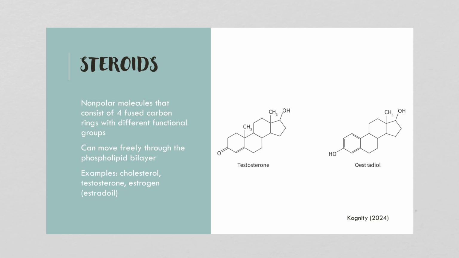Now, steroids are a special type of lipid. They're nonpolar molecules that are made of 4 fused carbon rings, and they each have different functional groups. These molecules can move freely through the phospholipid bilayer, and some examples of steroids would be cholesterol, which is the simplest one, testosterone, and estrogen, or estradiol, which is another name for estrogen.